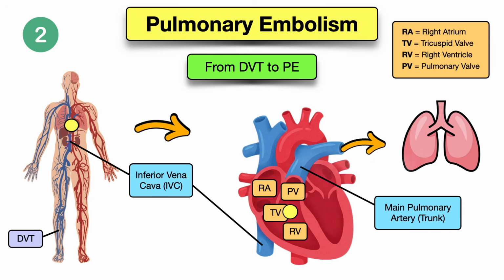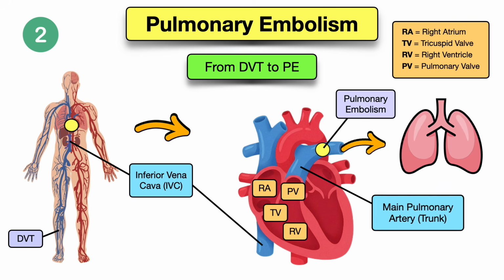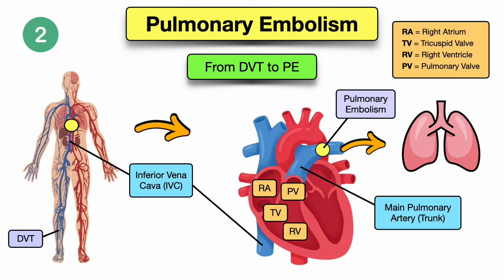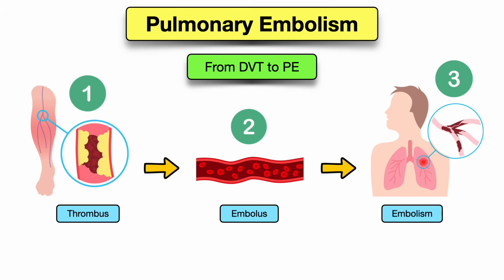The heart pumps the blood clot from the right ventricle through the pulmonary valve into the main pulmonary artery, where it travels until it becomes stuck in a smaller artery in the lung. This is known as a pulmonary embolism. As a quick reminder, the main pulmonary artery and its branches deliver deoxygenated blood to the lungs to receive oxygen. Let's review the terminology quick, and then we'll move on to step 3.